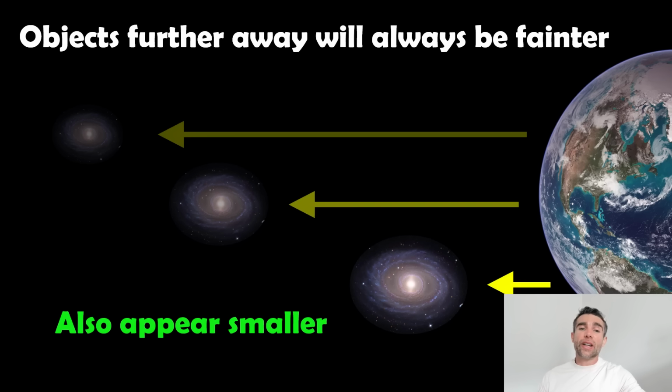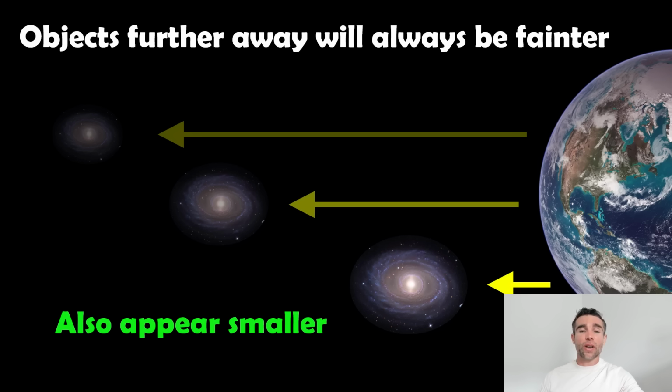The further away it is, the fainter it will be, because the light, the photons being emitted from it, are spreading out over a larger area, so we actually detect less of them. So the object gets fainter. But the key thing really is that they appear smaller. The further away they are, the smaller they appear. So they have a smaller angular size on the sky when we look at them. So they get smaller and fainter.